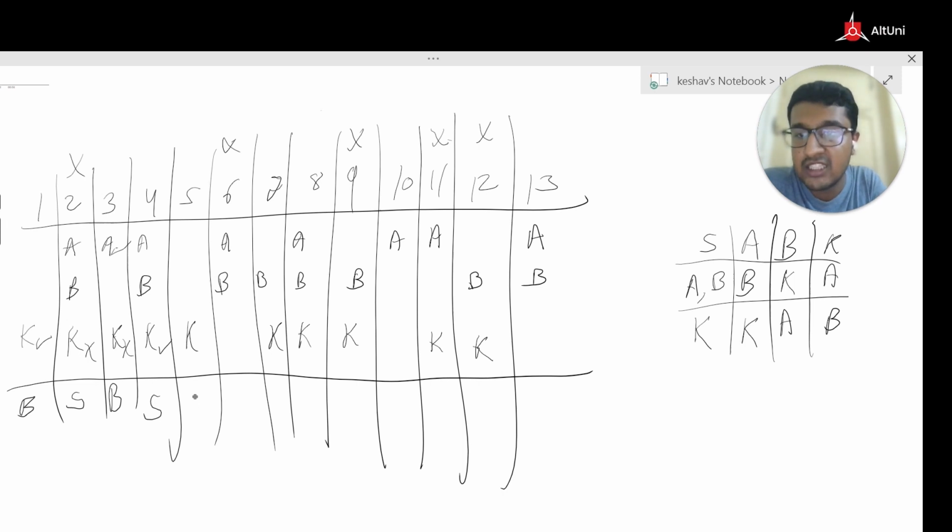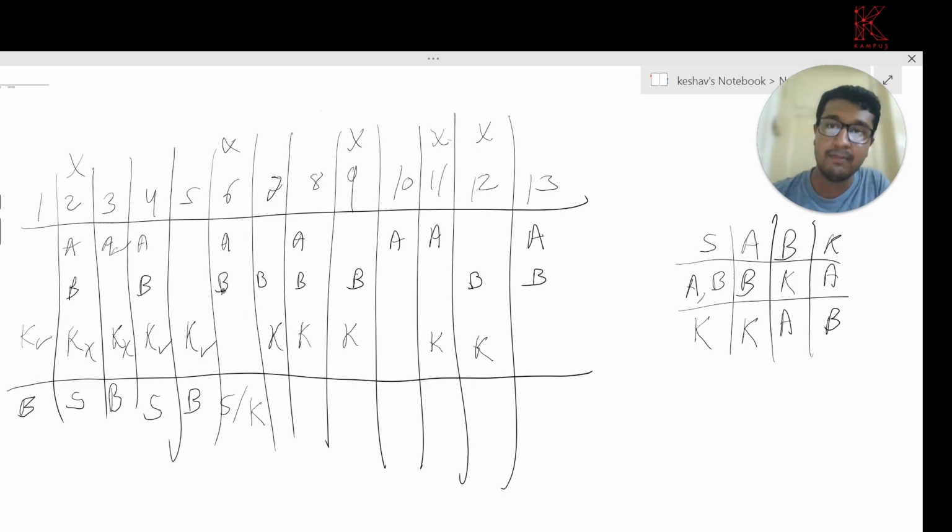Fifth, again like first, B must have written it and K must have accepted it. Sixth, now here I'm not sure if K wrote this question or S wrote this. Why? Because if S would have written it and A and B both might have rejected it, the question would have been rejected. And if K would have written it, again both of them might have rejected it and the question would have been rejected. But both the cases are possible, so I'm writing here as S/K.